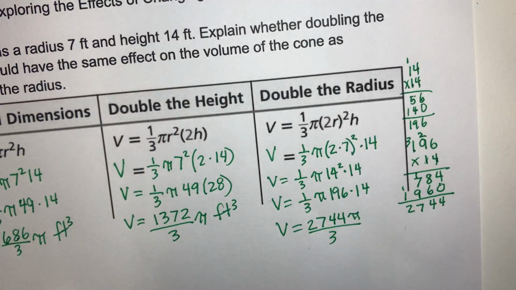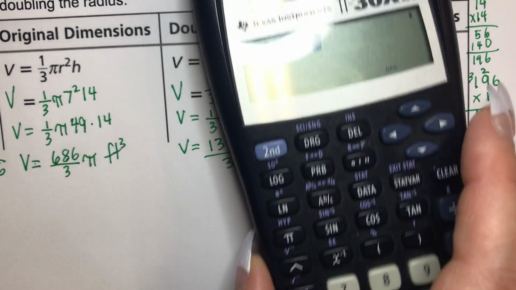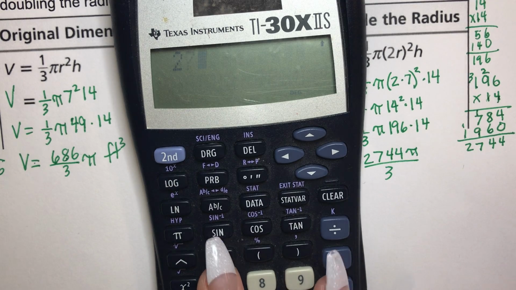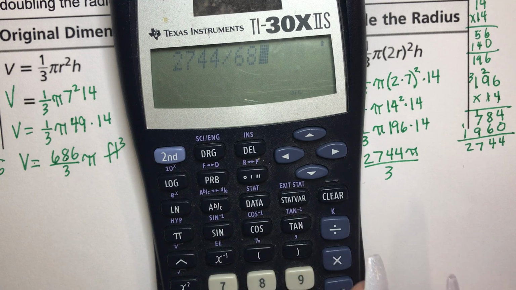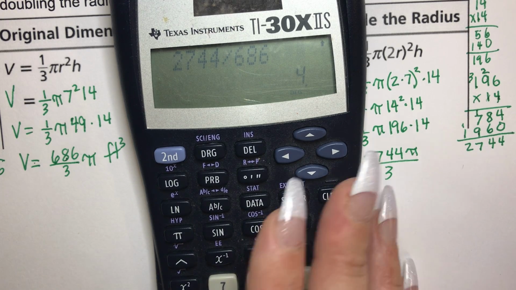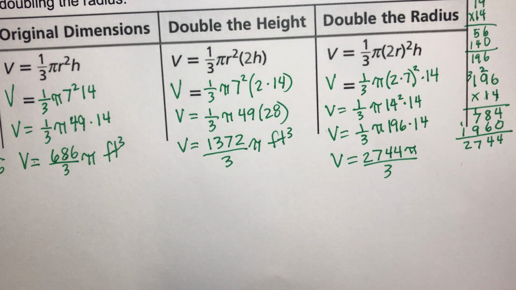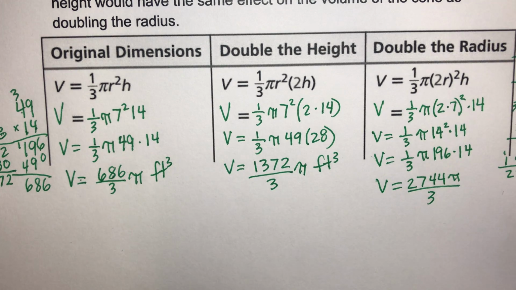And I just want to see how many times 686 goes into this number. So I'm going to use my calculator right here, clear this out. 2,744 divided by 686 equals 4. So it's 4 times. The volume is 4 times as big if you double that radius. Crazy. Okay, so all right, so let's go ahead and write our answer here.